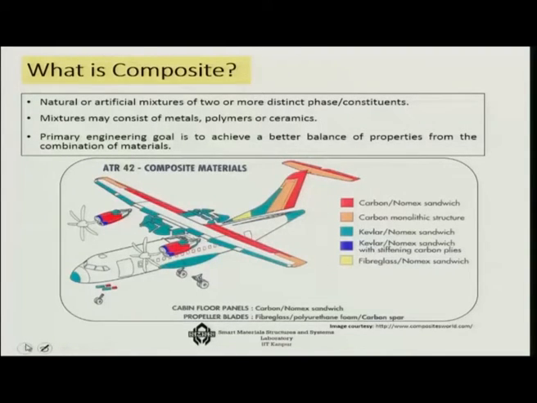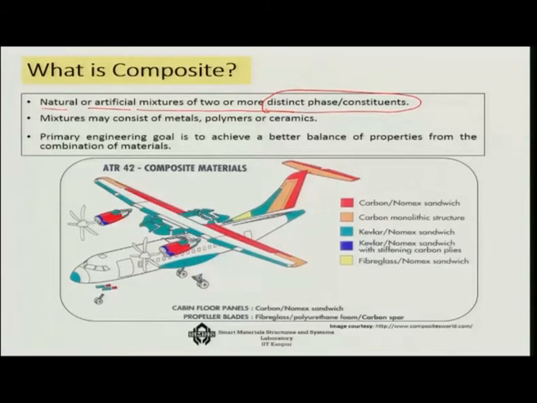Now, as the name suggests, it is indeed a mixture of two or more materials. It can be natural materials or it can be artificial materials. But the point is that when you are mixing these materials together, they are to be mixed such that they remain distinct phases or constituents. That means they should not chemically react with each other and form a third compound.